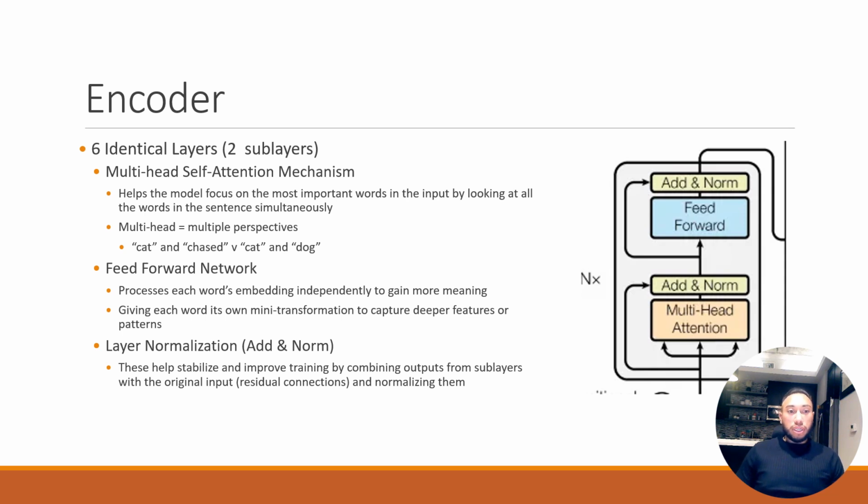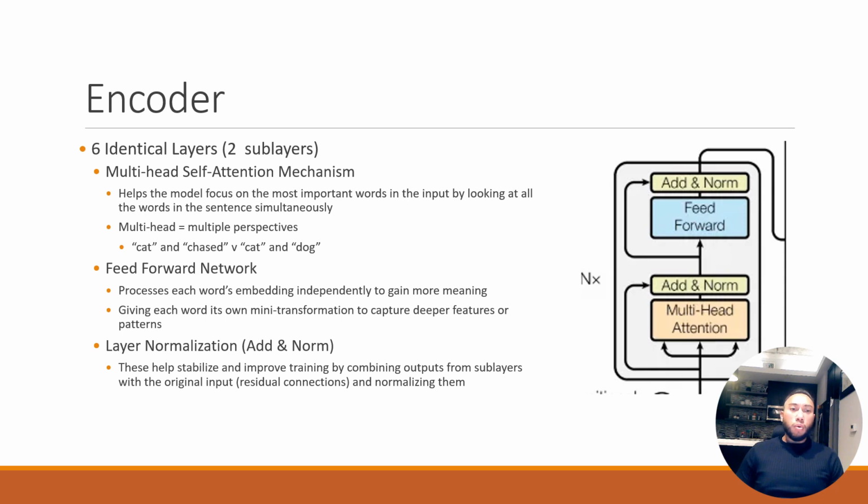You have the multi-head self-attention mechanism, and so this helps the model focus on the most important words in the input by looking at all the words in the sentences simultaneously. The multi-head gives it multiple perspectives, so cat and chased versus cat and dog. And then you have the feed-forward network within the encoder. And so this processes each word's embedding independently to gain more meaning, giving each word its own mini transformation to capture deeper features or patterns.